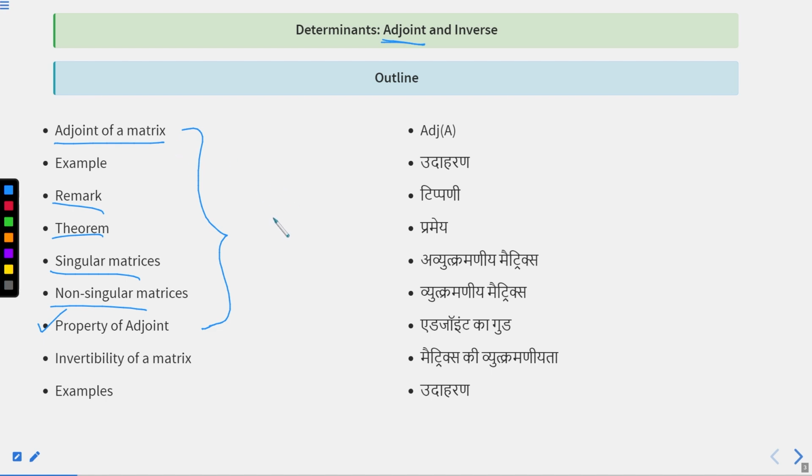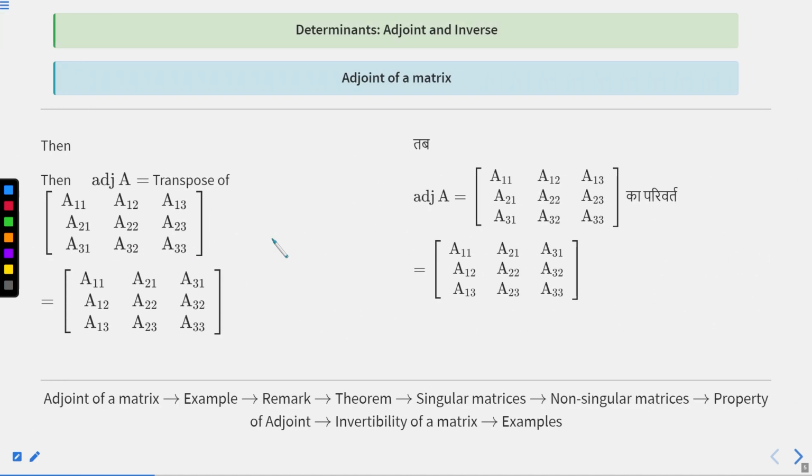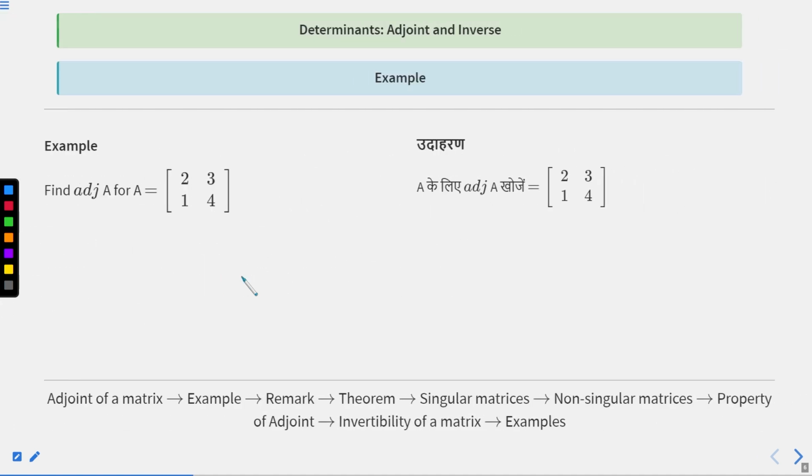So what do we mean by adjoint? Adjoint is nothing but if you find cofactors, and then you make a matrix like this and transpose it, then the output will be your adjoint of A. We defined it in this way. We saw an example like this.